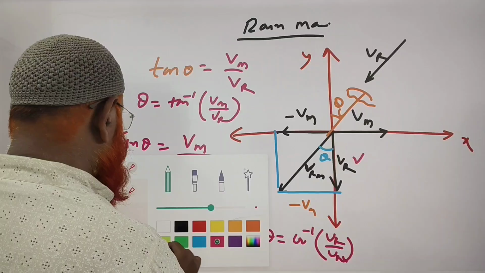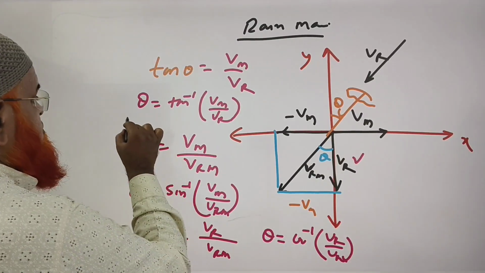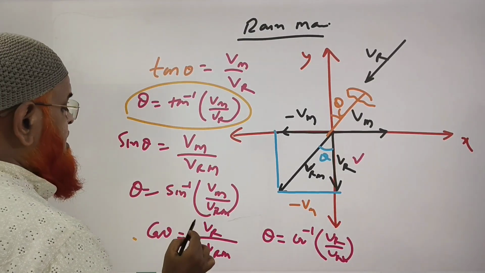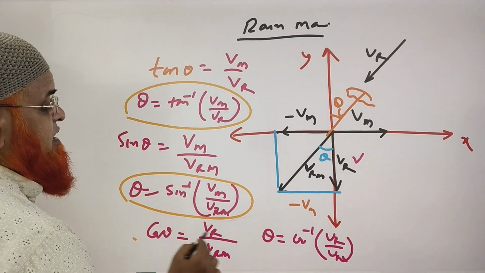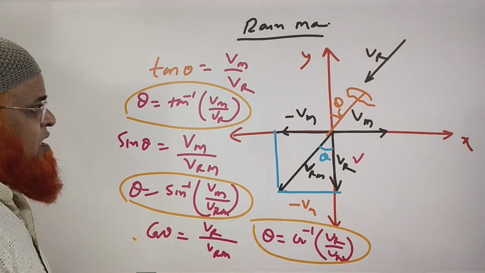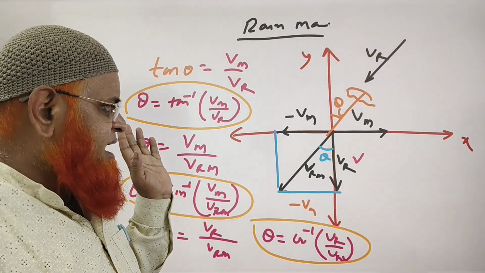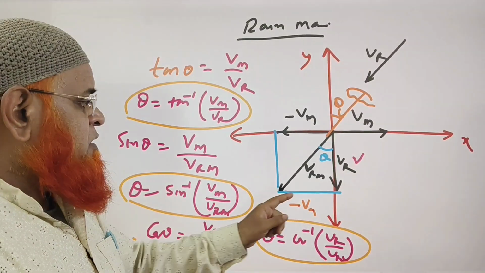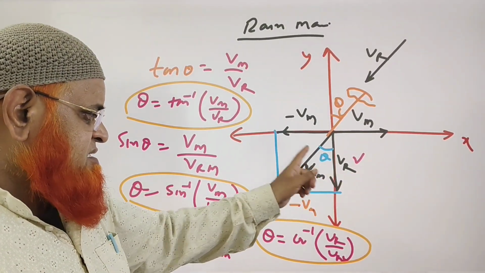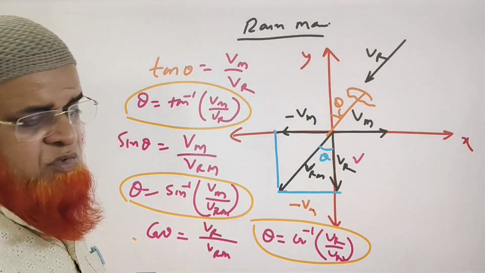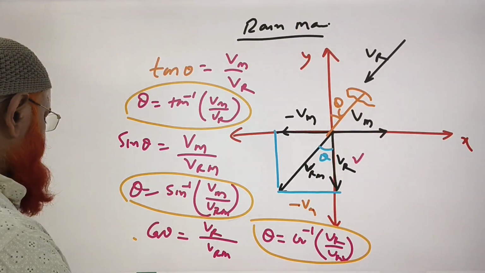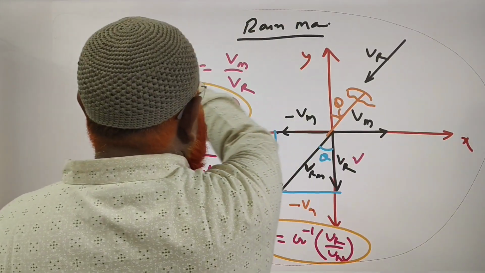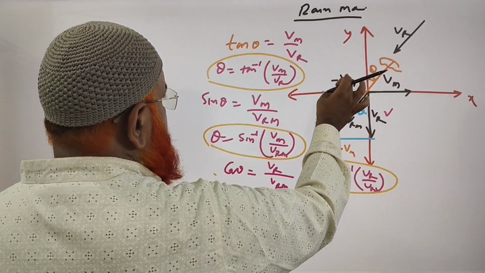So these are the formulas which we use to find out angle theta. The second is sine, and this is cos. When you know Vm and Vr, we can use tan, opposite and adjacent. When you know opposite and hypotenuse, sine. When you know adjacent and hypotenuse, we can use cos. So these are the formulas we use to find out the direction in which we have to hold the umbrella, isn't it?